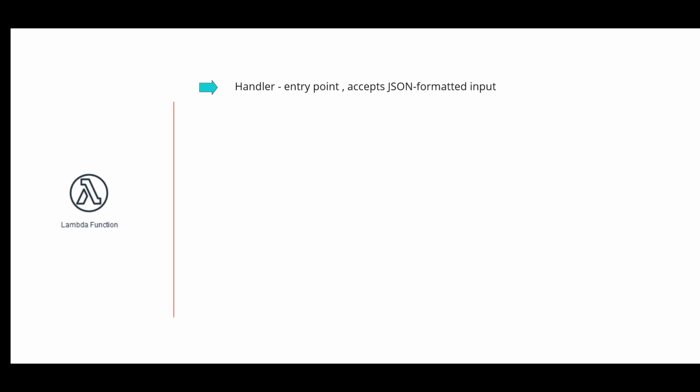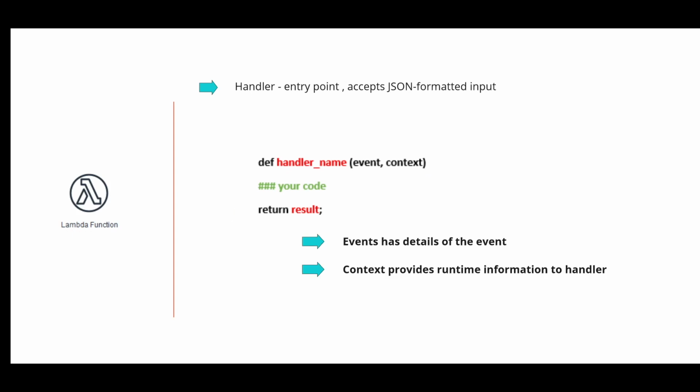A Lambda function has basically a few requirements. The first requirement you need to satisfy is to provide a handler. The handler is the entry point for the Lambda. So let's look at this example. This function has a handler name, and the handler method has event and context as parameters. After we do all the work inside the Lambda function, we simply return it with results. The event object has details of the event which triggers the Lambda function. And the second parameter, context, provides the runtime information that our Lambda function is executing in.